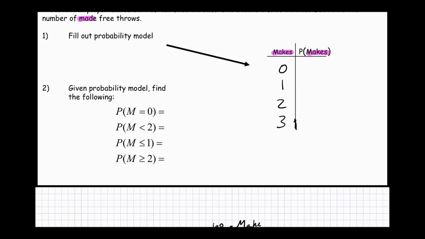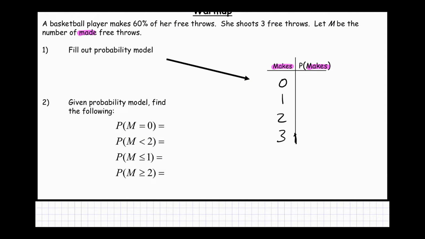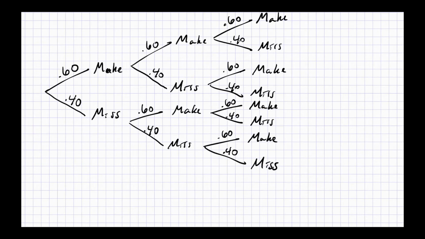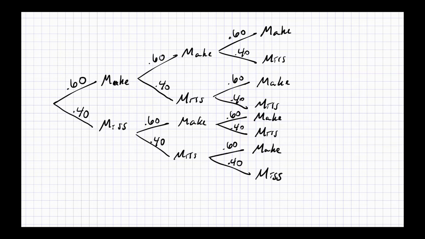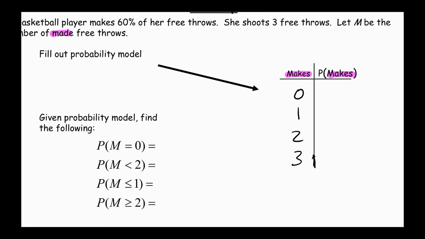Okay, so let's go to our table. Now we're looking for 0 makes. There's only one way to make 0: you missed all 3 times. Miss, miss, miss. To figure out that probability, it's 0.4 to the third power, because it's 0.4 times 0.4 times 0.4. And what do you get? 0.064. And the other one that only has one path is 3, all makes.